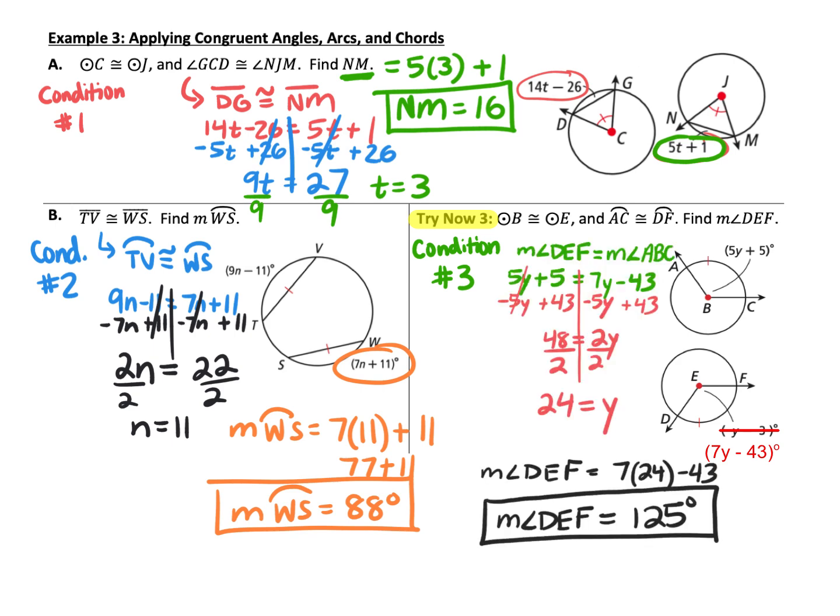And here is your solution. The measures of those two central angles have to be congruent because the circles are congruent and so are the arcs. This uses condition number 3. You can see I just set them equal to each other, solved for y and got 24. And then to get the measure of angle DEF, plug 24 into 7y minus 43, and you'll end up with 125 degrees.